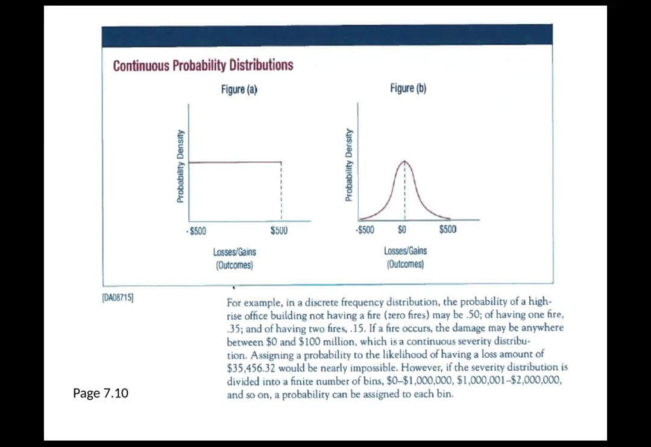Again, from a testing standpoint, I wouldn't expect any questions like this, other than if they're focusing on it, it's really the difference between a continuous probability distribution compared to a discrete.